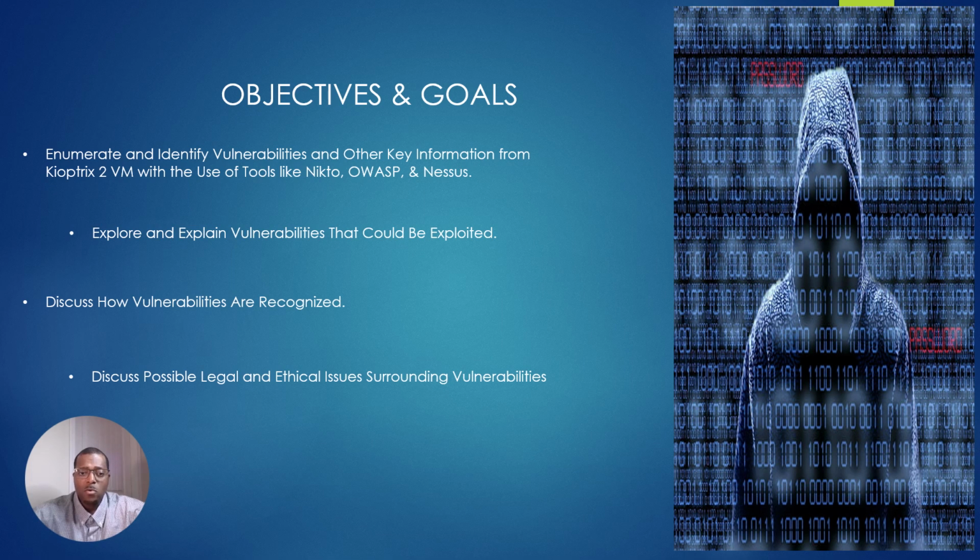The objective and goals of this presentation are to enumerate and identify vulnerabilities and other key information of the Kioptrix 2 VM with the use of tools like Nikto, OWASP, and Nessus. I'm going to explain and explore vulnerabilities that could be exploited, discuss the vulnerabilities that are recognized, and discuss the possible legal and ethical issues surrounding vulnerabilities.